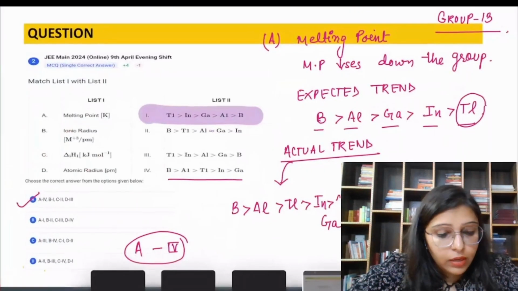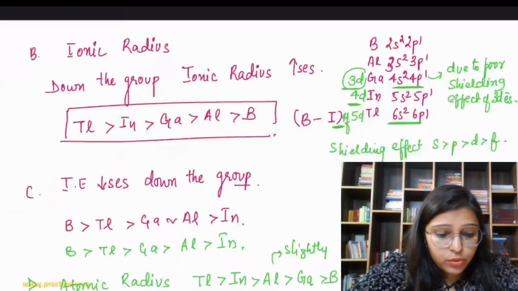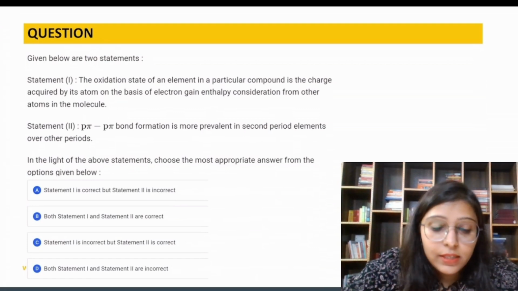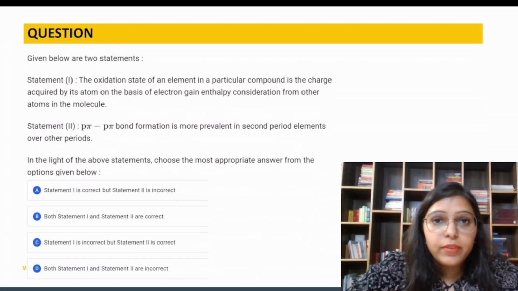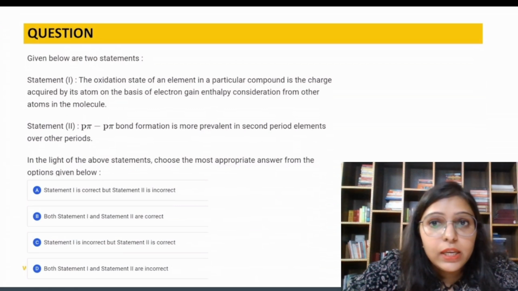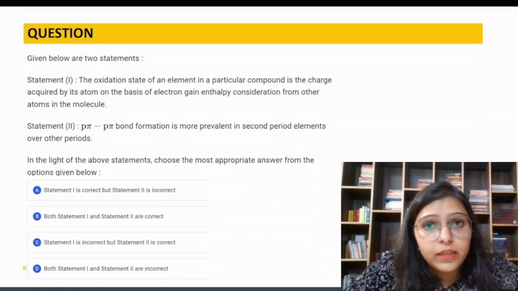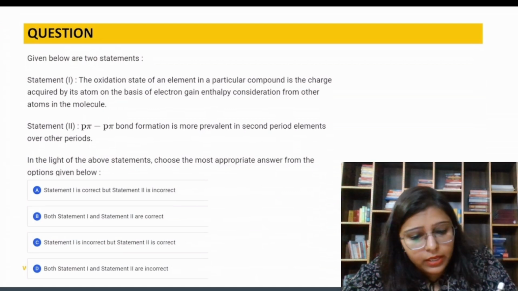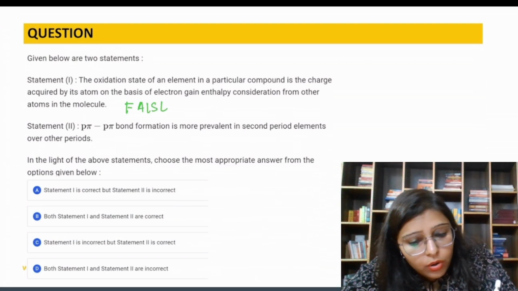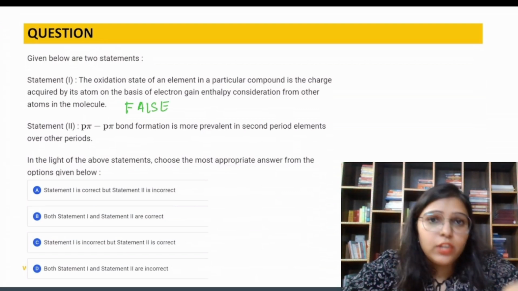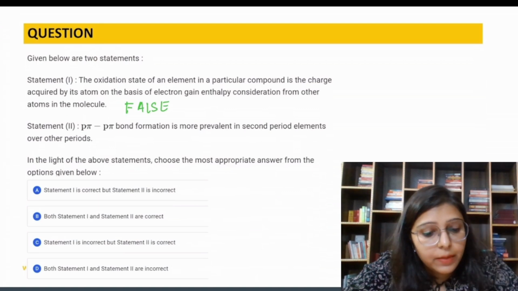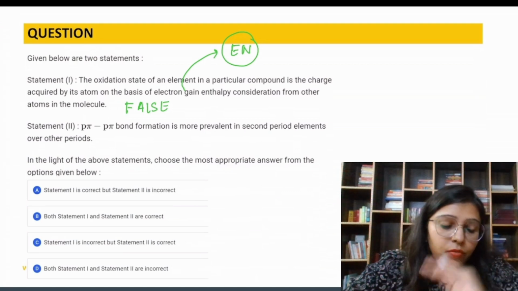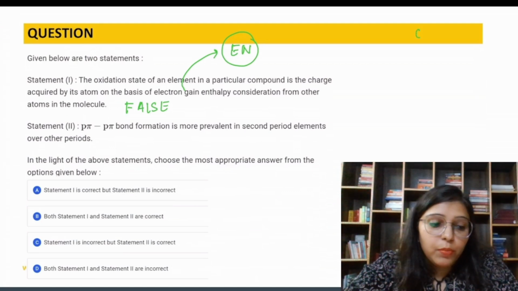Now let's do the next question. The next question is, given below are two statements. Statement 1: the oxidation state of an element in a particular compound is the charge acquired by its atom on the basis of electron gain enthalpy. Is it correct? No, it is not correct. It is false. Because the oxidation state of any element in a particular compound depends completely on electronegativity, not electron gain enthalpy. For example, suppose we have a water molecule, right?